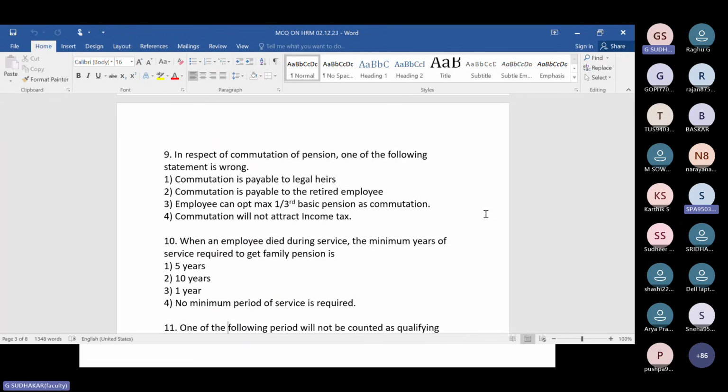But gratuity will be payable in case of resignation. Gratuity is payable, but pension is not payable. Correct. Answer the 9th question.